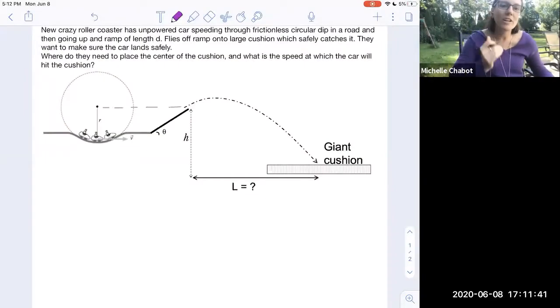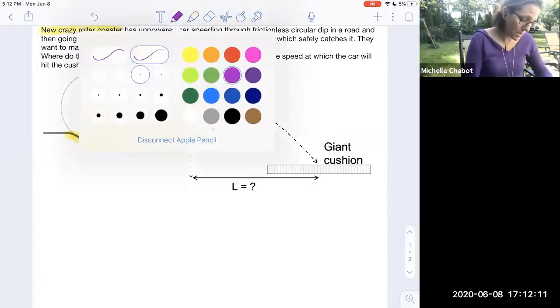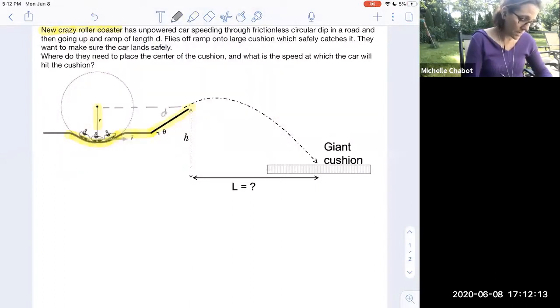In this combined concept example, we are going to look at a roller coaster car that's currently unpowered. So it's just kind of going along the tracks. There's no additional motor or anything like that. It goes through the circular shaped dip of radius r. It's all frictionless, and it goes through that circular dip in the road, and then it goes up the ramp of length d. So the total length along the ramp here is going to be d.